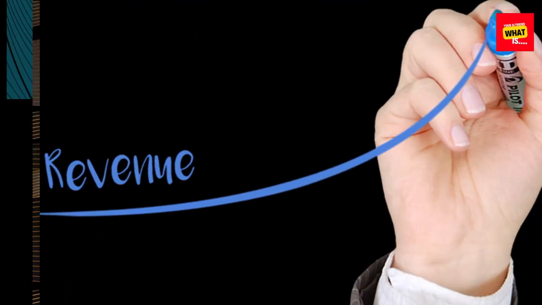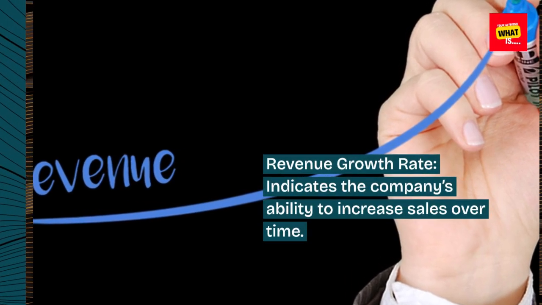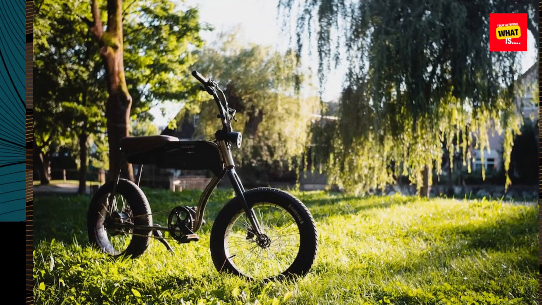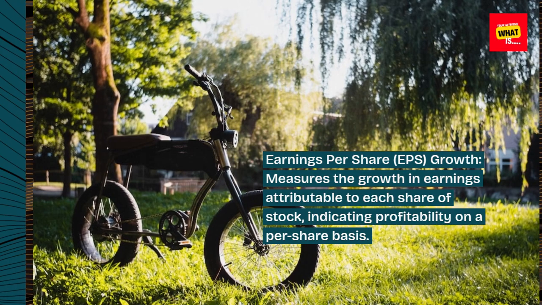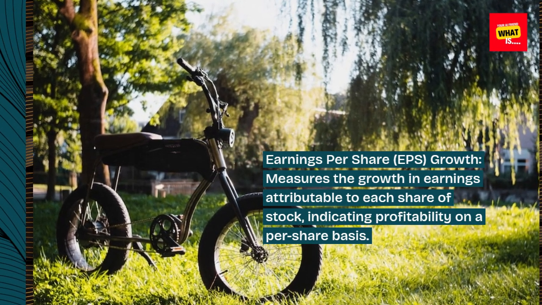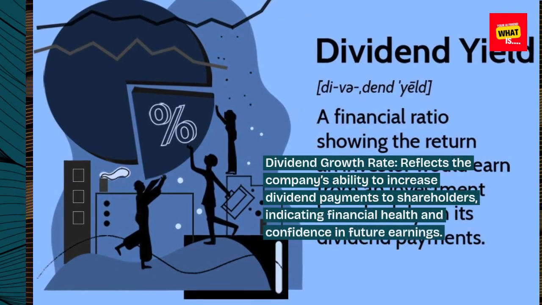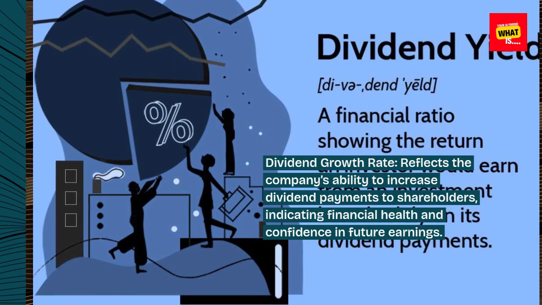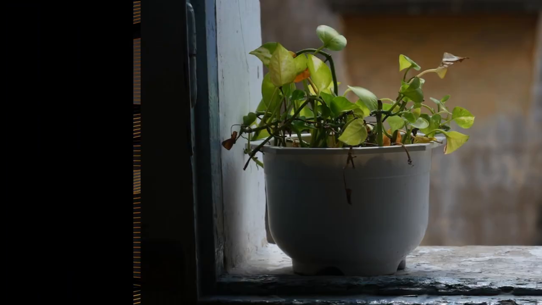Evaluate growth potential. Revenue growth rate indicates the company's ability to increase sales over time. Earnings per share (EPS) growth measures the growth in earnings attributable to each share of stock, indicating profitability on a per-share basis. Dividend growth rate reflects the company's ability to increase dividend payments to shareholders, indicating financial health and confidence in future earnings. Consider market ratios.